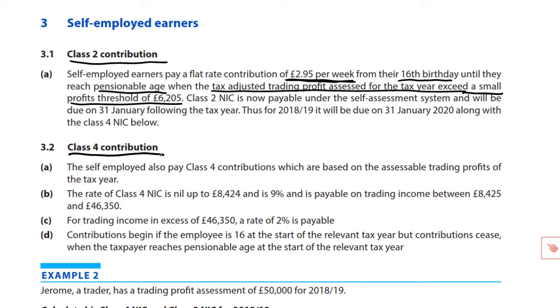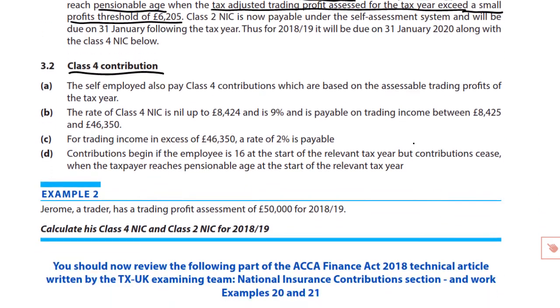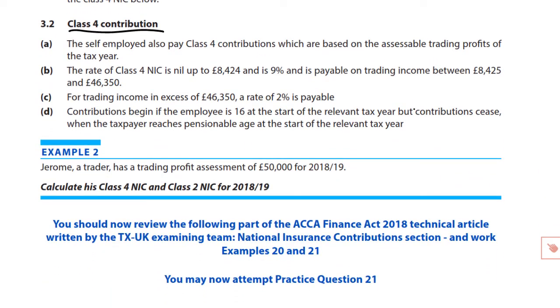Then the big money, Class 4 contributions. Again, payable by the self-employed, again on the assessable trading profits of the tax year. Now you already know how to work out, having dealt with Chapter 6, how much trading income assessment there will be for any tax year, from the very first tax year of trading all the way through to the very final tax year of trading. We can work that through.